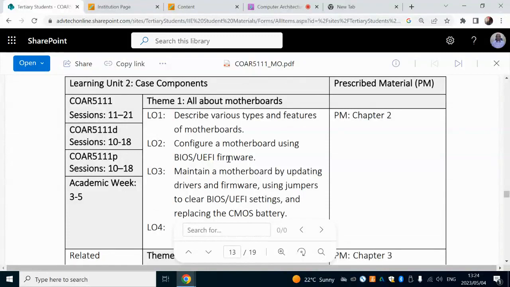Firmware is hardware and software. You know, like you get software, which is only programs, and then we have hardware, which is the physical components of the computer that you can touch. Firmware is a type of hardware that's fixed, that you can't move, but the software on it, you can update it. So it's hardware and software that's fixed, but the BIOS you can update. Maintain a motherboard by updating drivers, firmware. That's what we just spoke about.